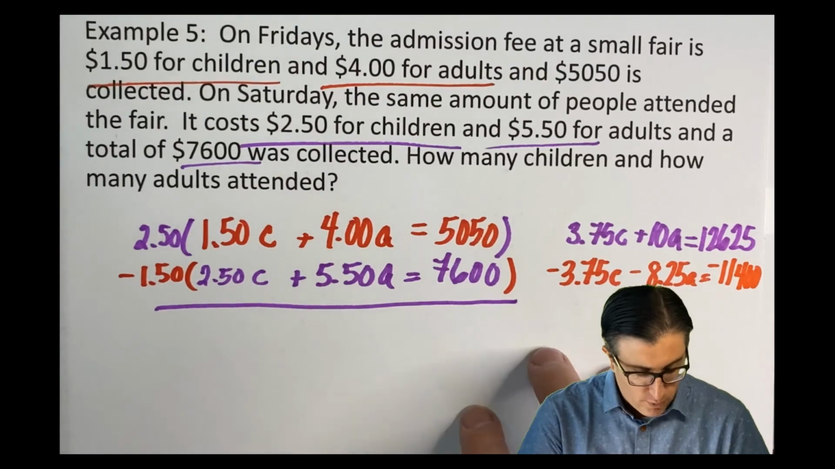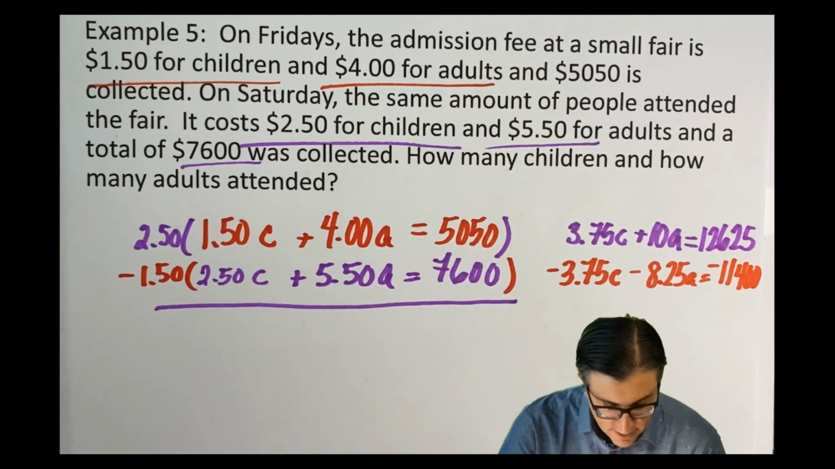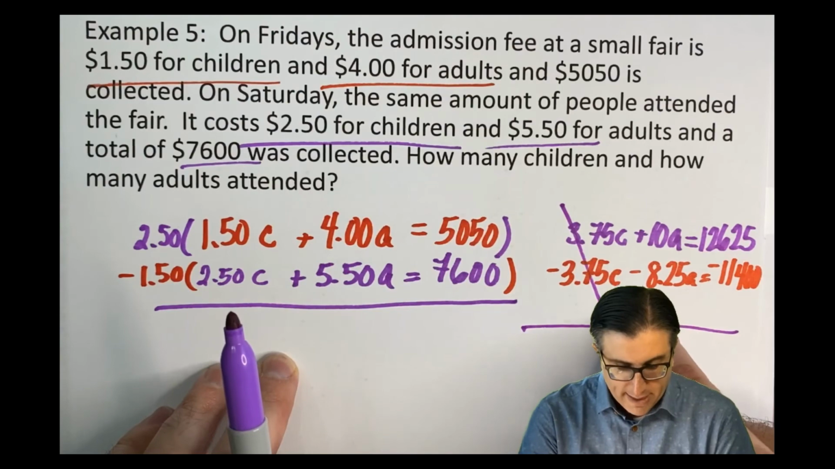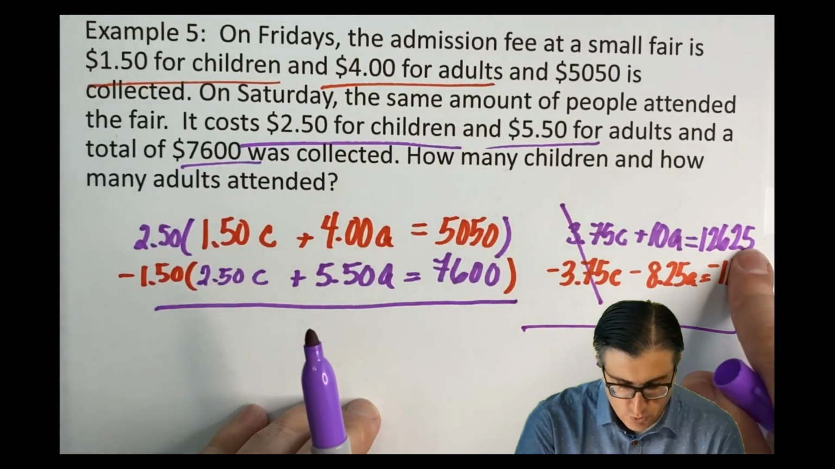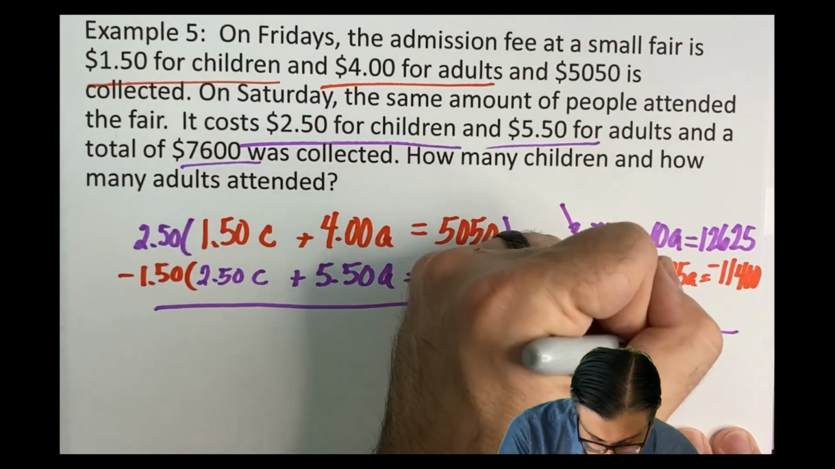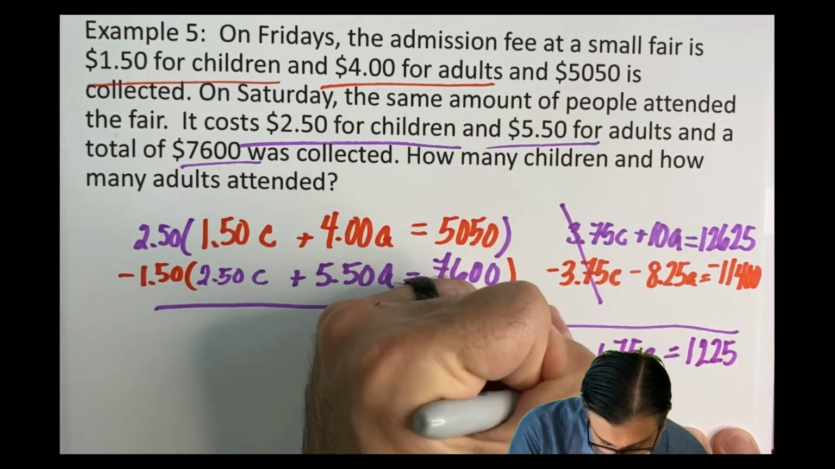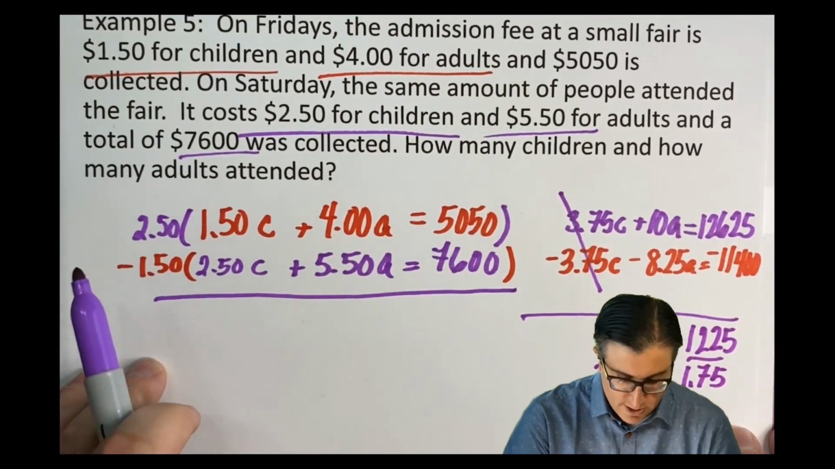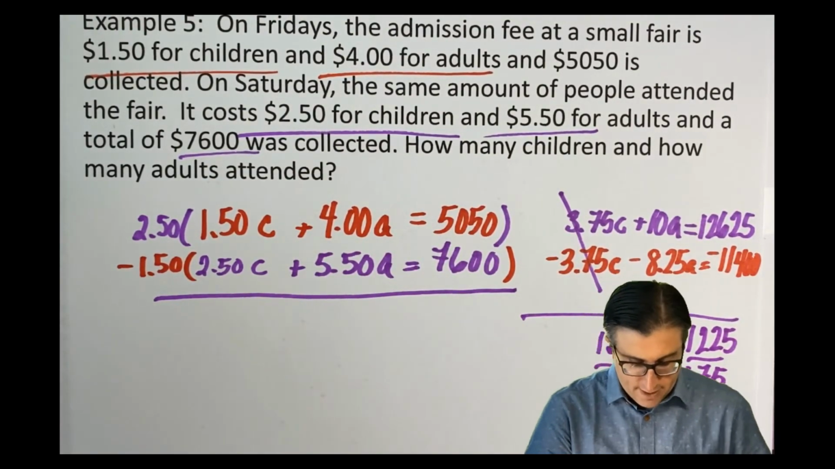And when I did this method, when I multiplied this number times this one and this times this, I got opposites which cancel with each other. 10A added to negative 8.25A is 1.75A, and 12,625 plus negative 11,400 is 1,225. I divide by 1.75, and I find out that A, adults, is 700. There were 700 adults at this fair.